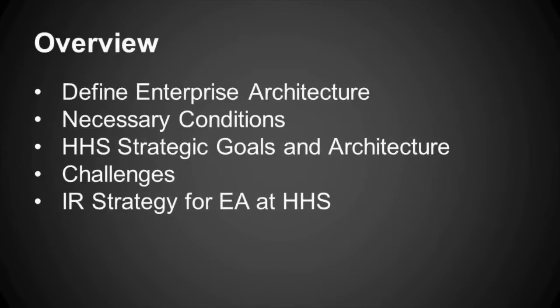The overview for today is comprised of 5 objectives. The first is we are going to define what enterprise architecture is. We're going to talk about the necessary conditions. We're going to talk about the HHS strategic goals and architecture. We're going to talk about the challenges of EA. And we're going to talk about the IR strategy for EA at HHS.